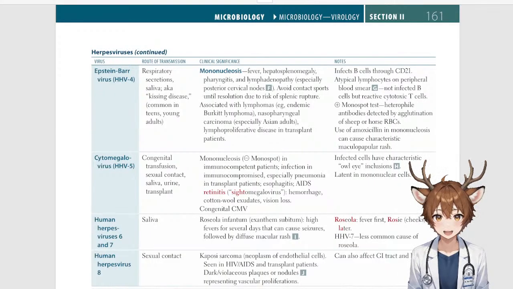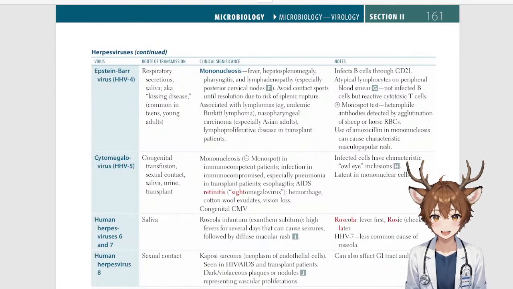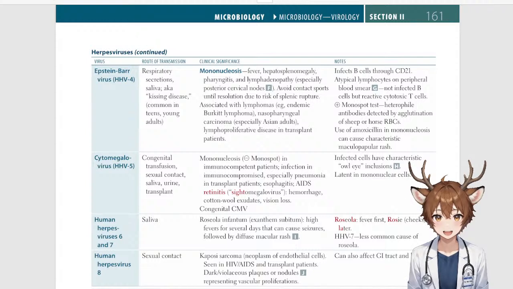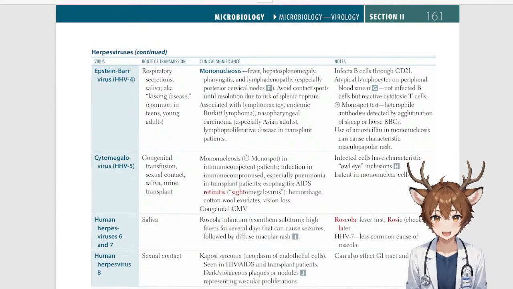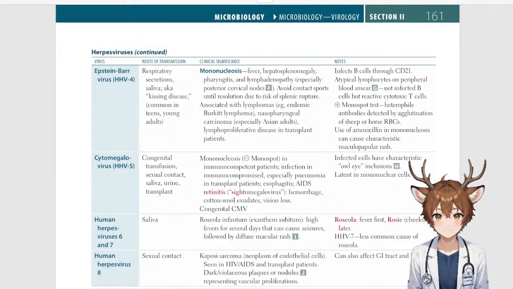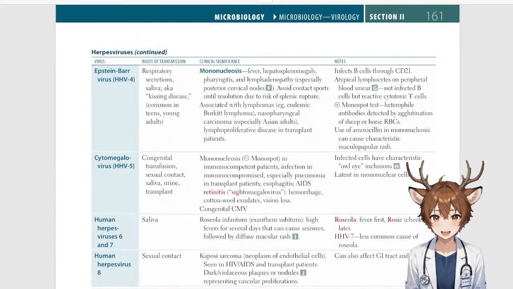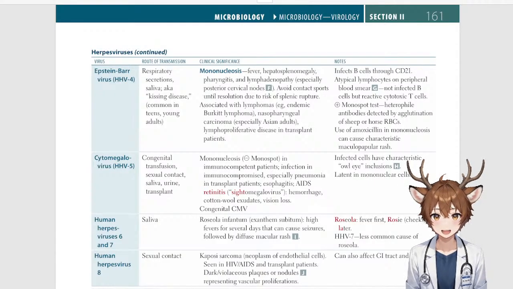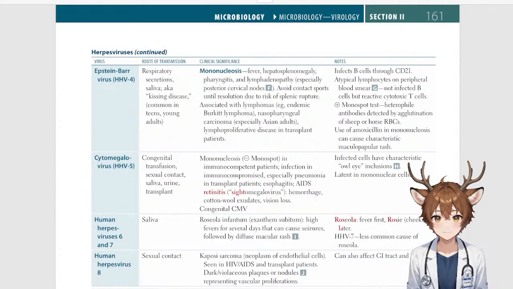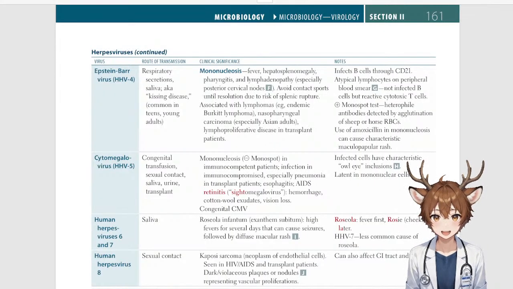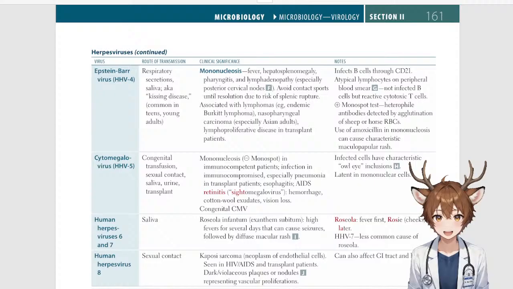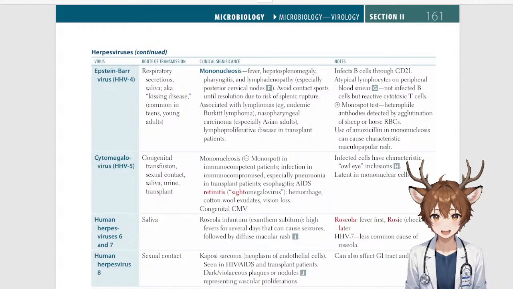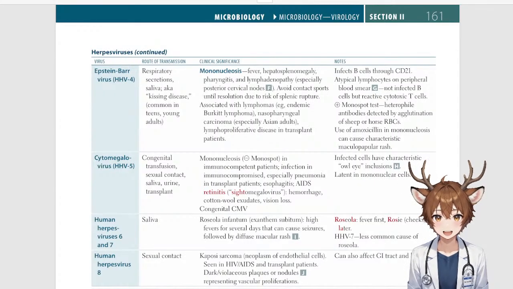Okay. Atypical lymphocytes on peripheral blood smear, which are not infected B cells but reactive cytotoxic T cells. Positive monospot test, with heterophile antibodies detected by agglutination of sheep and/or horse RBCs. Use of amoxicillin for presumed strep pharyngitis can cause a maculopapular rash. So remember, it's heterophile positive, it's monospot positive. We were talking before about something that was not monospot positive but had some similar symptoms. It was heterophile negative. But remember, Epstein-Barr virus causes mononucleosis, and it is definitely heterophile positive.